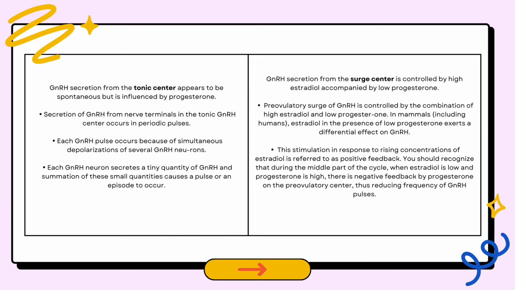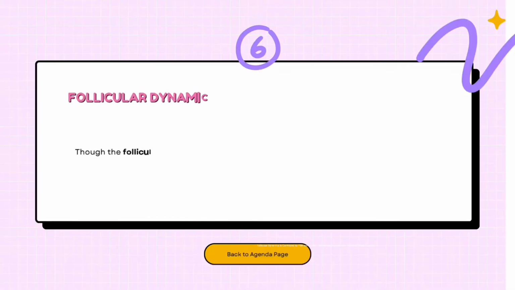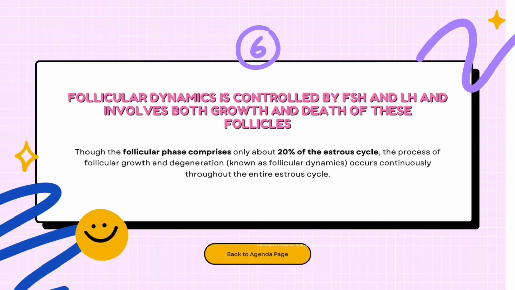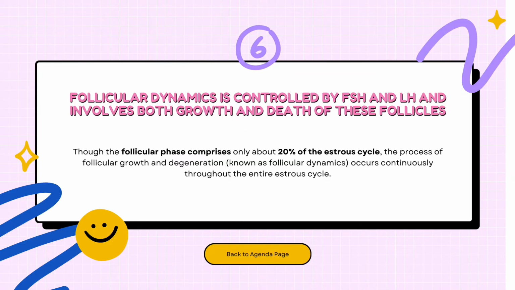Secretion of GnRH from nerve terminals in the tonic GnRH center occurs in periodic pulses. Each GnRH pulse occurs because of simultaneous depolarizations of several GnRH neurons. Each GnRH neuron secretes a tiny quantity of GnRH, and summation of these small quantities causes a pulse or an episode to occur. Follicular dynamics is controlled by FSH and LH and involves both growth and death of these follicles.